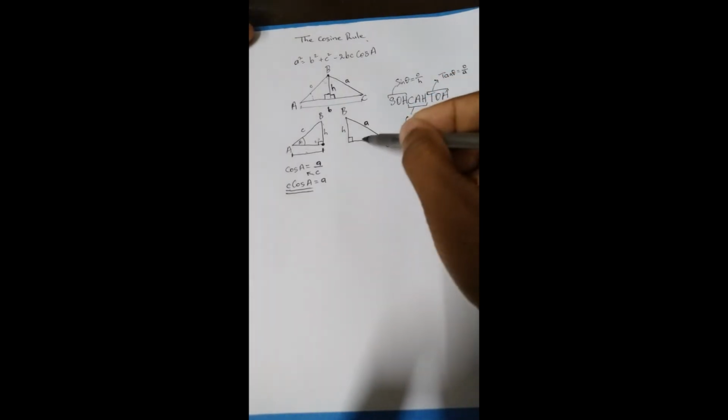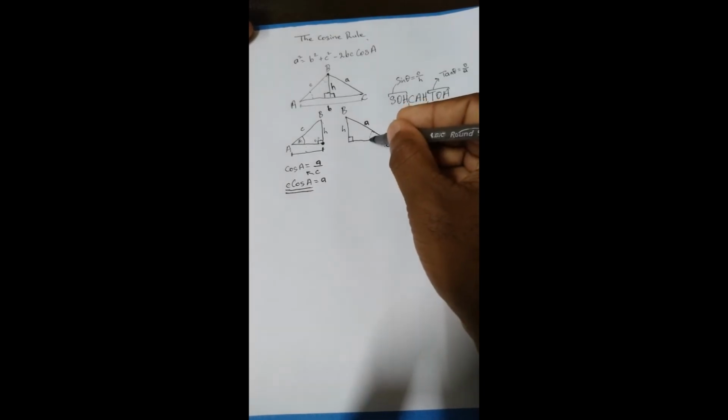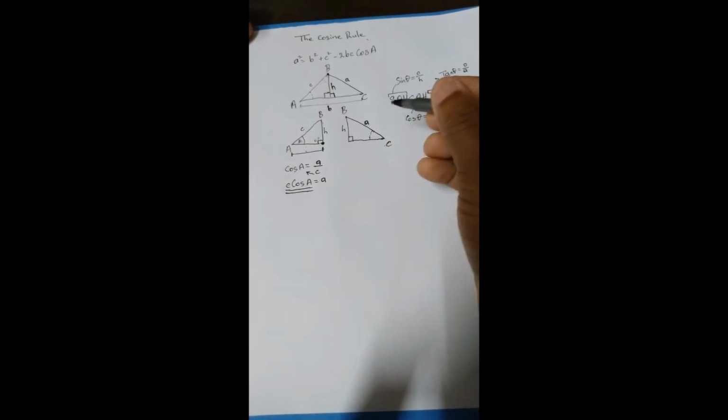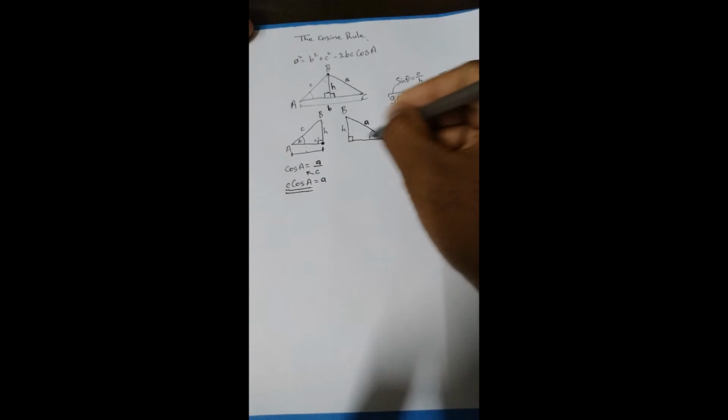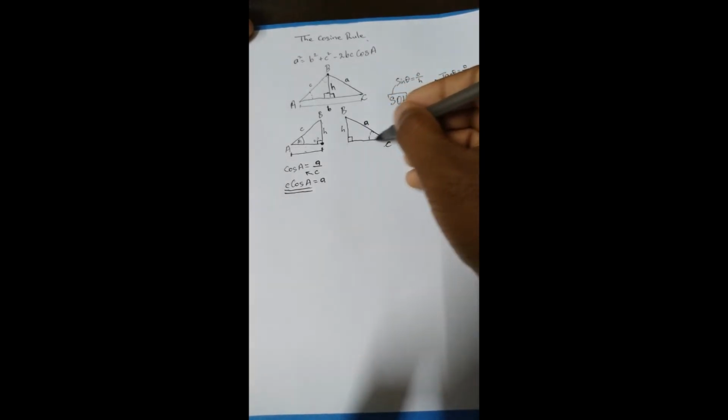Alright, so now dealing with this triangle now. So what I'm going to do, I'm going to apply the same principle to this triangle, but it's going to be a little bit different. So we're also looking for the adjacent side. We need to find this length right here, this length.